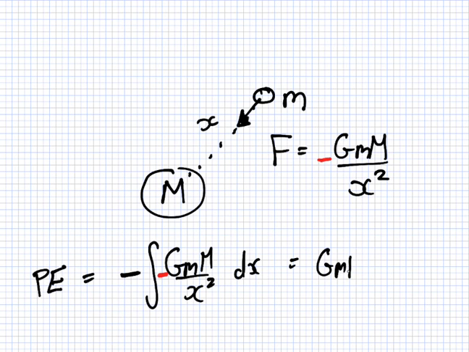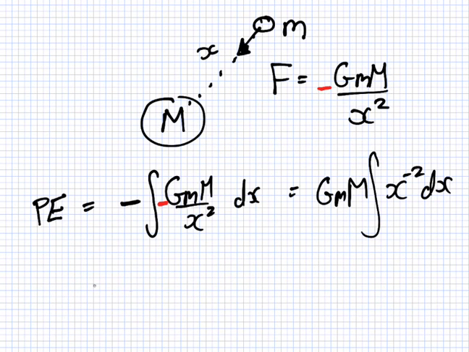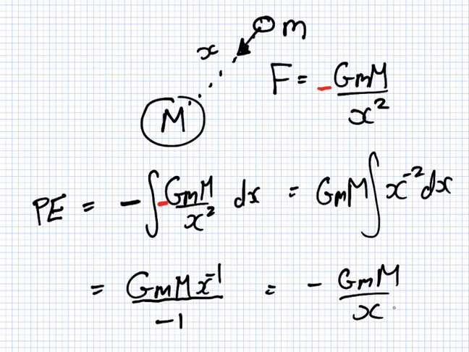Okay, so that would be GMm integrate x to the minus 2 dx. So we get GMm x to the minus 1 over minus 1. So you get minus GMm over x. So you see, this now is the formula for potential energy. Why is it minus though, in the potential energy formula? Why does this formula have it minus?